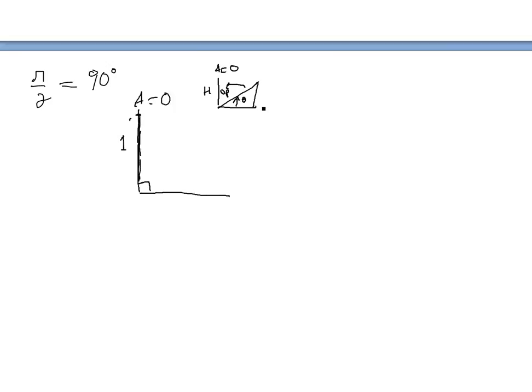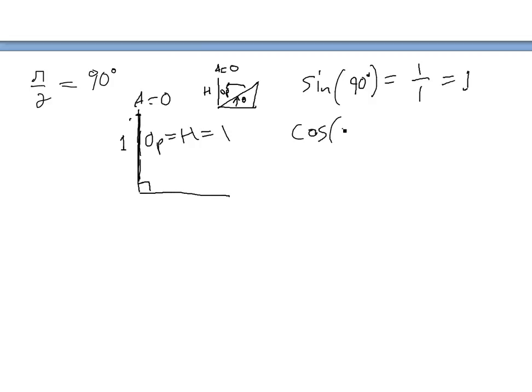And then, yeah, so basically it's similar to that other horizontal line, except it's just up there. So sine of 90 degrees, what is that? Opposite. Opposite is OP equals H equals 1. So opposite over hypotenuse, we have 1 over 1 equals 1.